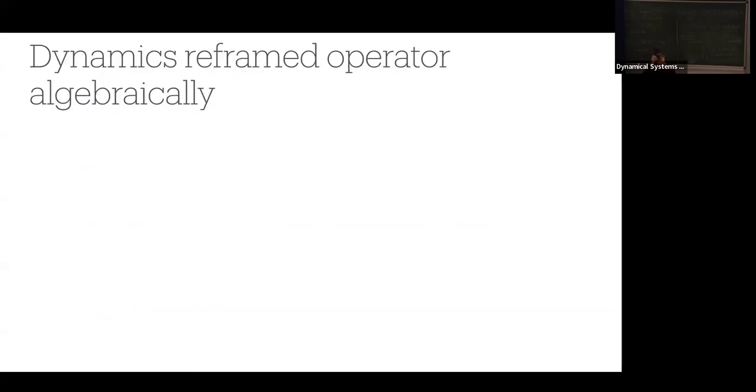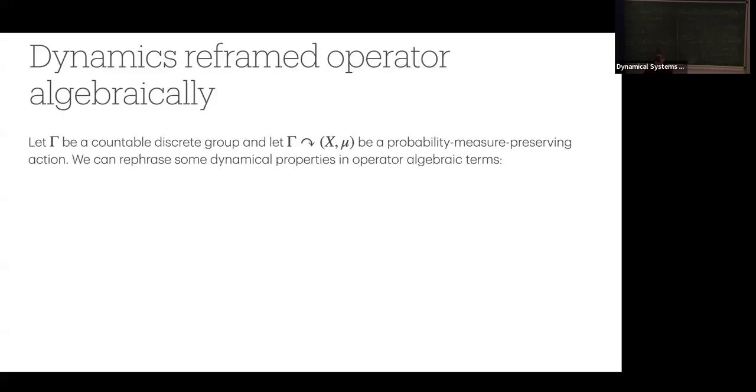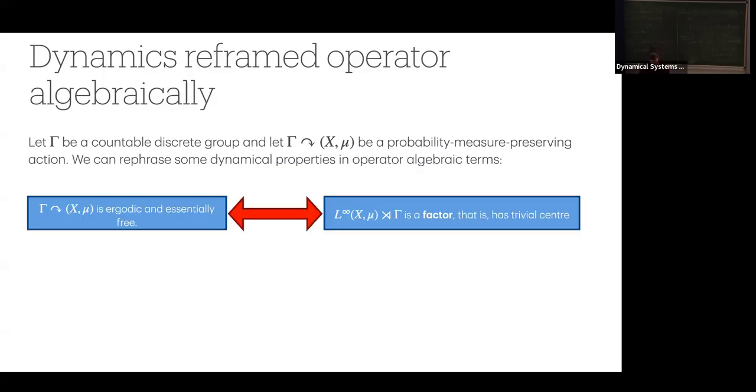Okay, so we want to do the same game that we did with the single operator and now try to reframe some of the dynamics in terms of the operator algebra. So again, we're going to have a countable discrete group acting on a probability measure space with a probability measure preserving action. And we see that, for example, the action is ergodic and essentially free if and only if this von Neumann algebra is a factor. So that just means it has a trivial center.